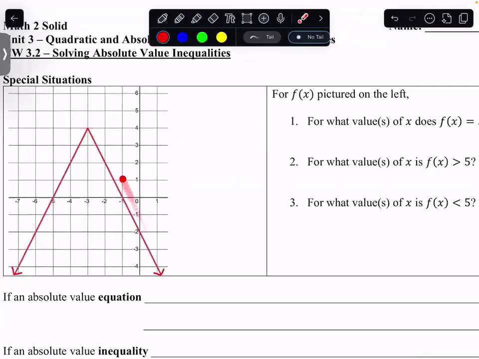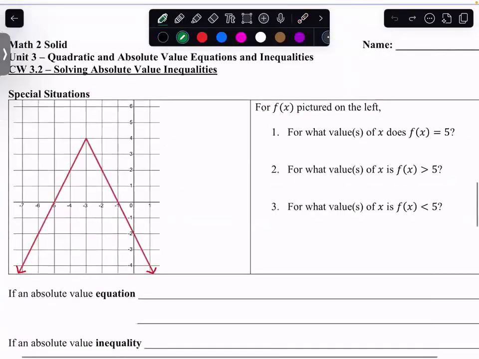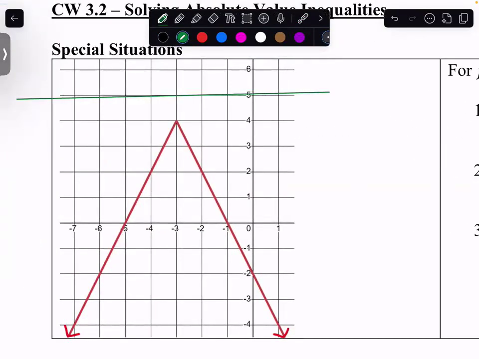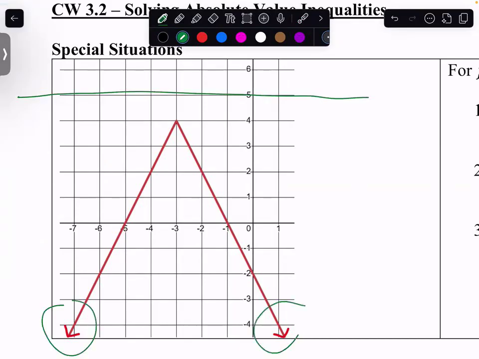Okay, so here is an absolute value graph, right? We have seen many that look like this before. Okay, let's go ahead and answer these three questions on the right. Okay, so first question, for this graph over here, for which values of x does f of x equal 5? Okay, so we remember that this means that we want y to equal 5. So we look at the graph, and the graph never crosses 5, right? These arrows point downward, they don't point upward. So no matter where you go on the graph, you'll never get to 5.